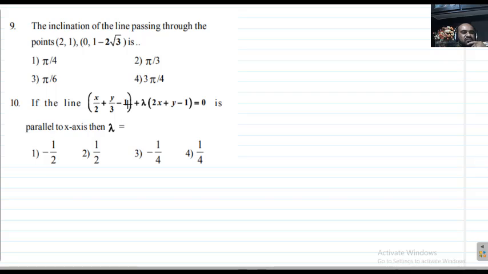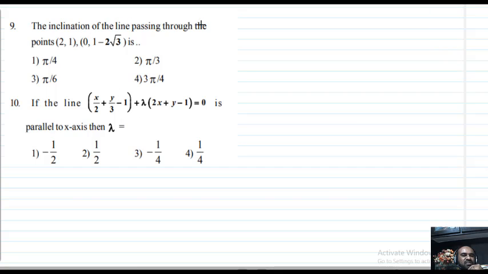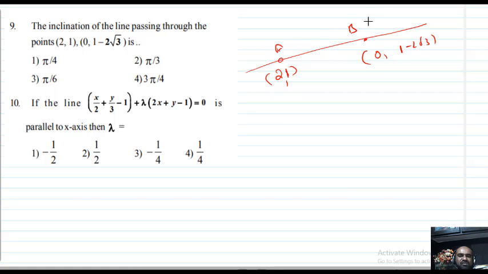Next question, 9th question. The inclination of the line joining the points (2, 1) and (0, 1 minus 2 root 3). Two points are given here on a line. One of them is (2, 1), another one is (0, 1 minus 2 root 3). Say this is A, this is B. We want to find its inclination.